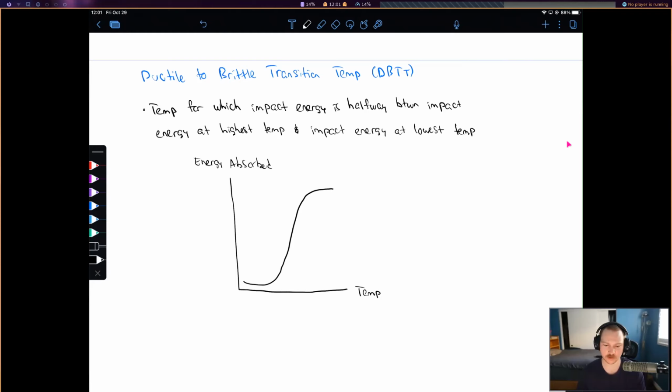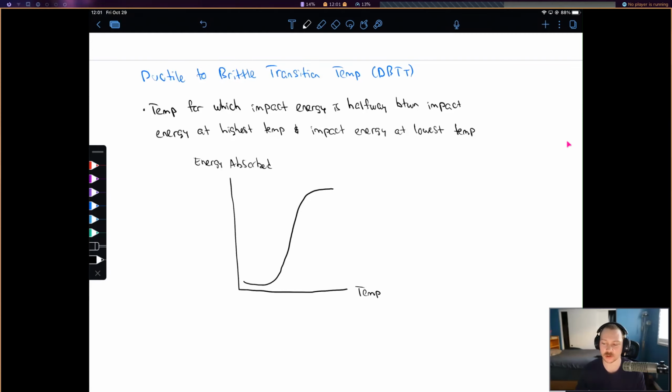and I'm exaggerating the graph here, but you're going to get a graph that looks similar to this. So a nice little S-curve. I think of snakes every time I see this. So you'll see for steel at very high temperatures, it's going to behave with a ductile fracture mode. So it's going to absorb a lot of energy. It's going to be pretty tough in this case. But as the temperature goes down, it's not going to absorb very much energy at all. So it's going to behave like a brittle material. It's not going to be very tough.